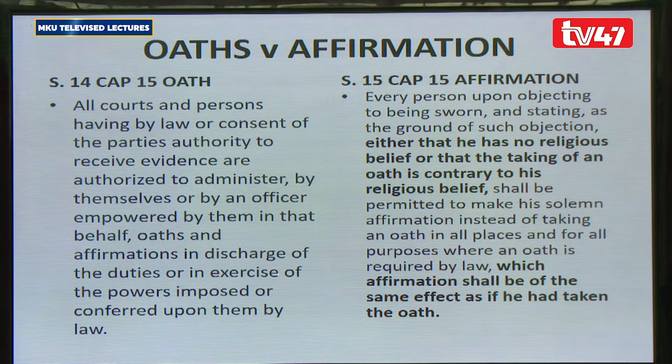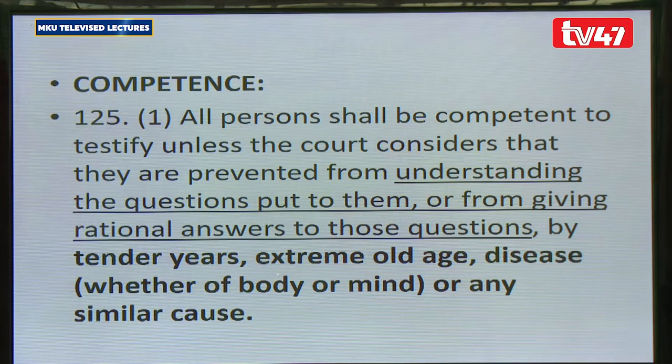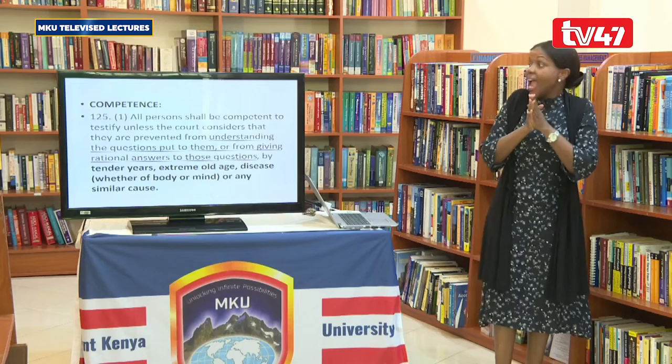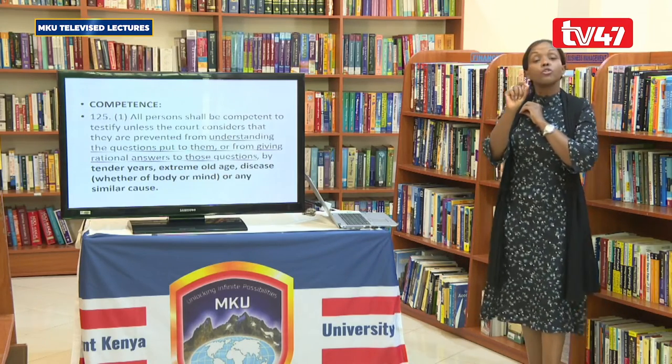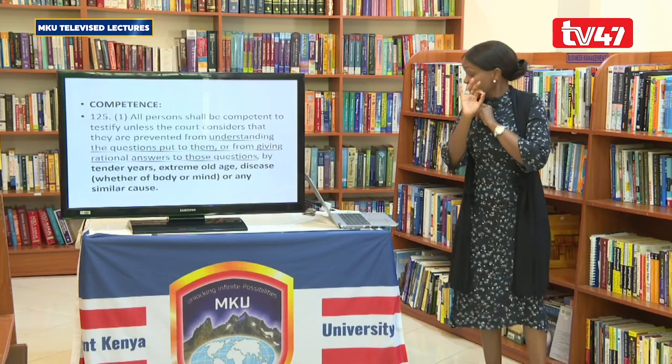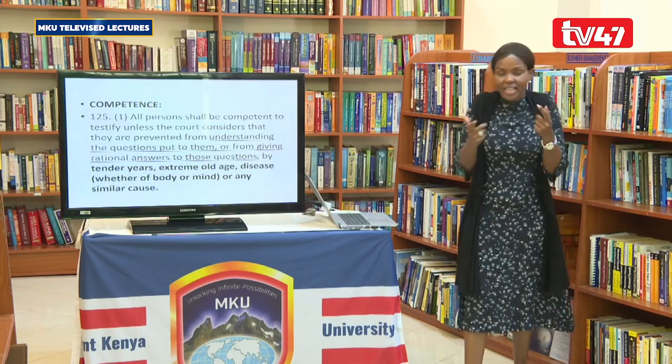Then the second thing which every court must be able to satisfy itself is this: is the witness competent? Now, when we go to competency, we are simply talking about Section 125. Just Section 125 only. Just keep that in mind at the back of your minds. Section 125. And it simply defines: all persons shall be competent to testify. All, everybody, kila mtu, is competent to testify. Unless the court considers they are prevented from understanding the questions put to them or from giving rational answers to those questions. Now, what does that mean?